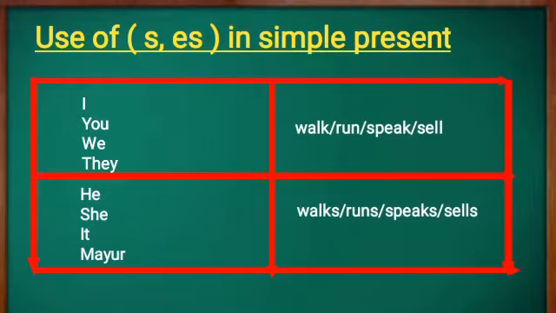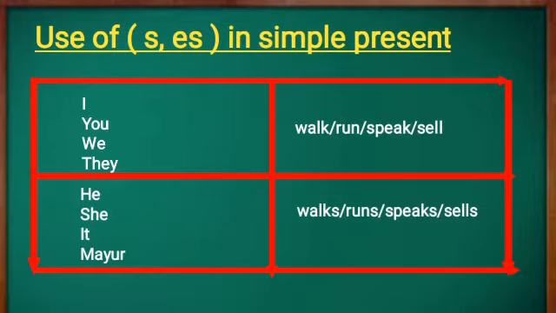The information we get from the table is if the subject is I, you, we, they, or any kind of plural subject, then the verb will not take any s or es suffix, like I walk, you walk, we walk, they walk. In the same way, I run, you run, they run, we run. Not only we and they, if you use any plural subject like my friends, my parents, my teachers, with all these plural subjects, we do not use the s or es suffix with the verb.